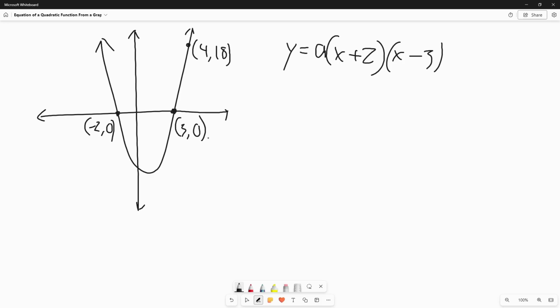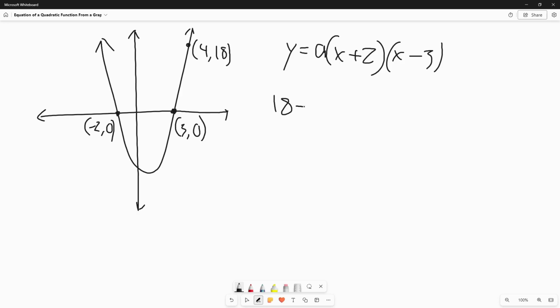So if you plug 3 in, this is going to be 0. If you plug -2 in, this is always going to be 0. So we know it's going to look something like this. But we don't know a. So we just use the third point to find a. Again, we plug in 4 for x and 18 for y.